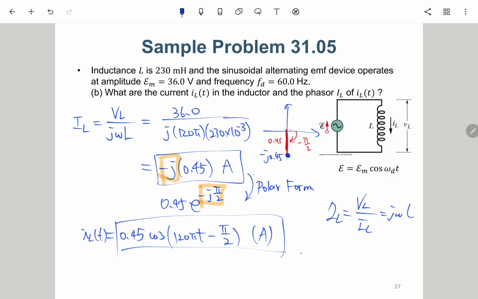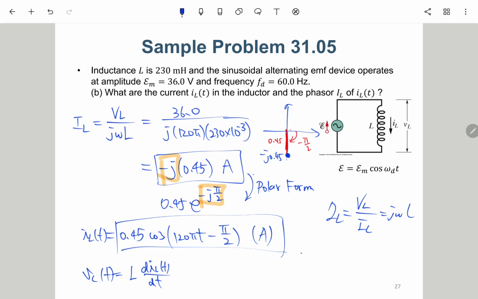So actually this time if you don't use the phasor, it will not be so trivial because you have V_L(t) = L dI_L(t)/dt. So if you have the V_L, you actually need to take the integration rather than the derivative. This will be a little bit more complicated. So we can just make use of the phasor so that it will give you what you need.